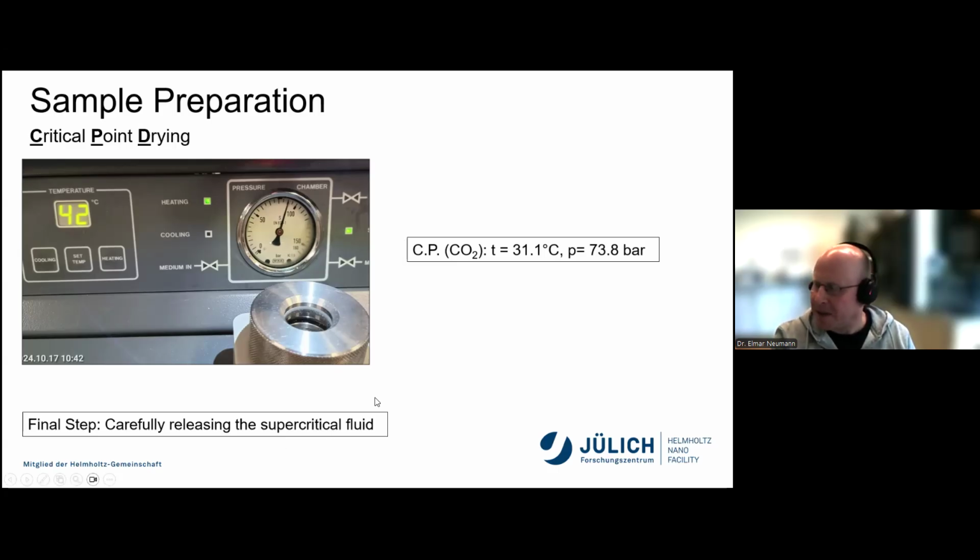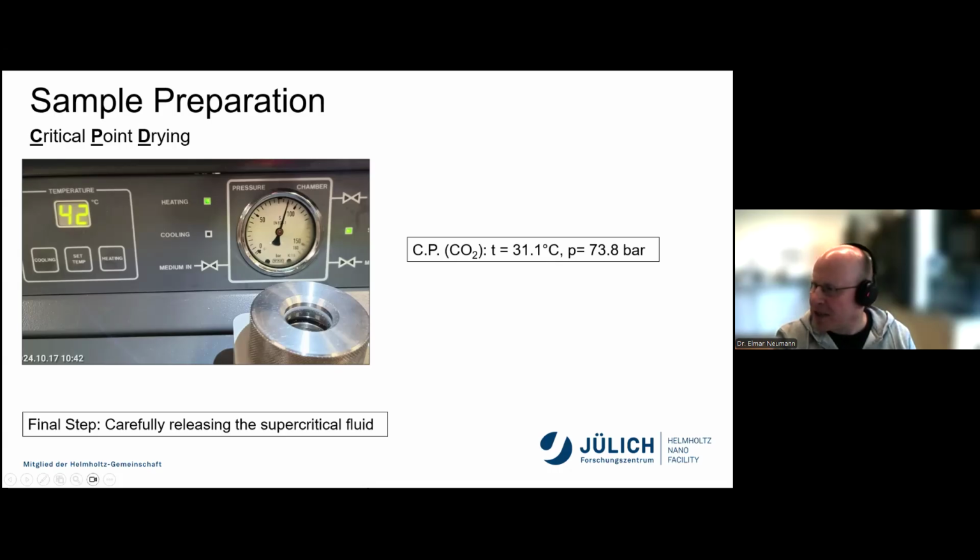So this supercritical fluid is neither a liquid nor a gas. It has no surface tension anymore. So in this case, you avoid these enormous mechanical forces that would act on your structures if you would leave it drying on air.